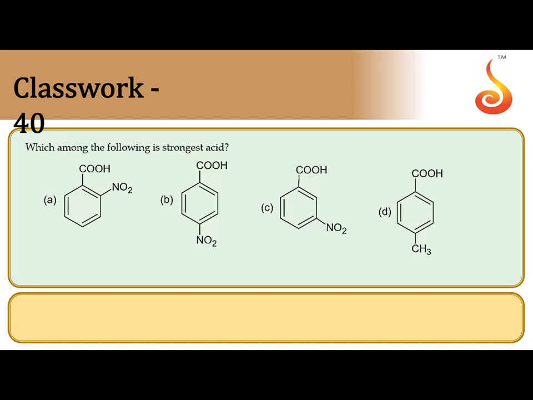Which among the following is the strongest acid? NO2 is electron withdrawing group. Orthonitrobenzoic acid, para-nitrobenzoic acid, meta-nitro, and this is donating group. CH3 is donating group. That's why no doubt D is the least acidic. Among these three, NO2 at ortho position, NO2 at meta and para, because of ortho effect, the acidic strength of benzoic acid increased. Any group, maybe withdrawing, maybe donating, any group present at ortho position can increase the acidic strength of benzoic acid. That's why correct answer is A.